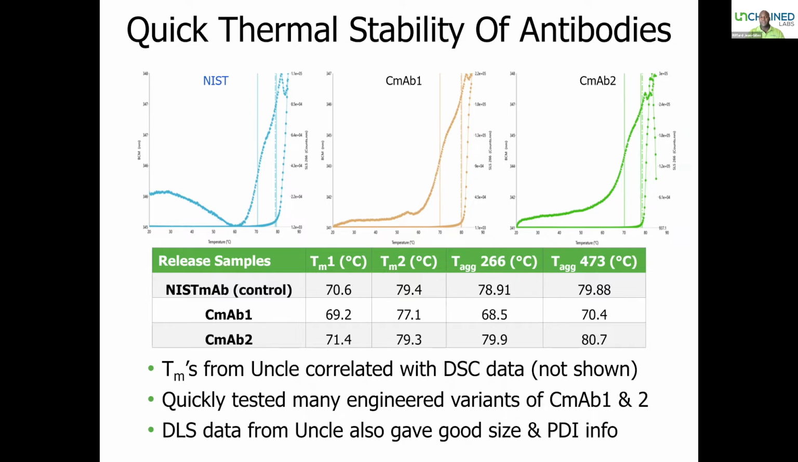And of course, we've run DLS on them, and we can see exactly the size and quality of the samples, and they were quite good. The takeaway message here is that if you are doing this by DSC, you will only get one piece of information, which is the melting temperatures, right? And so you'll have no idea what's happening when it comes to the aggregation.